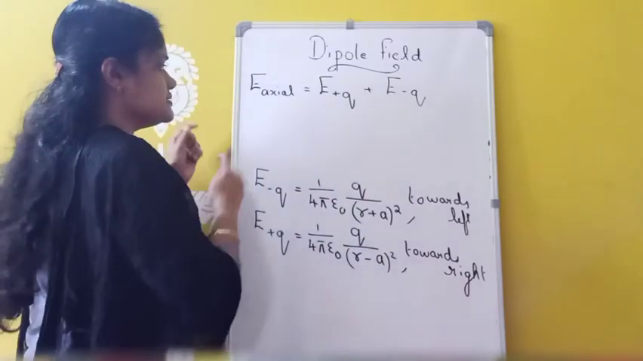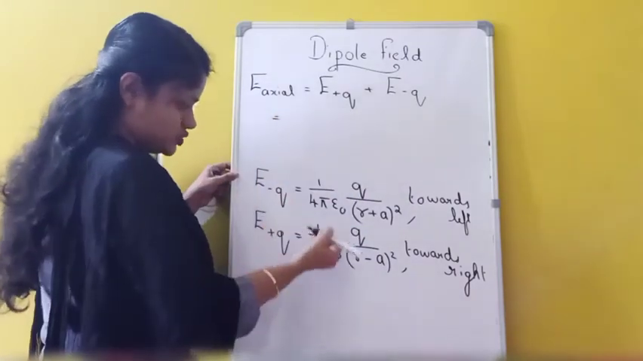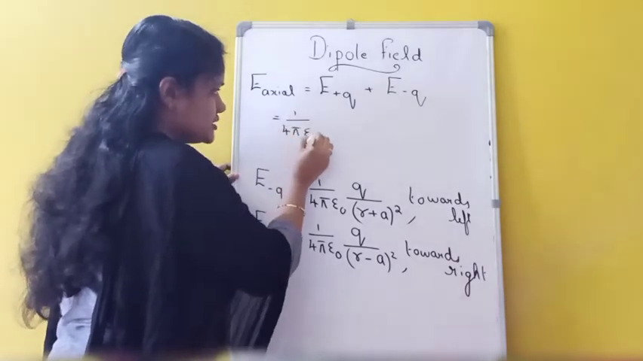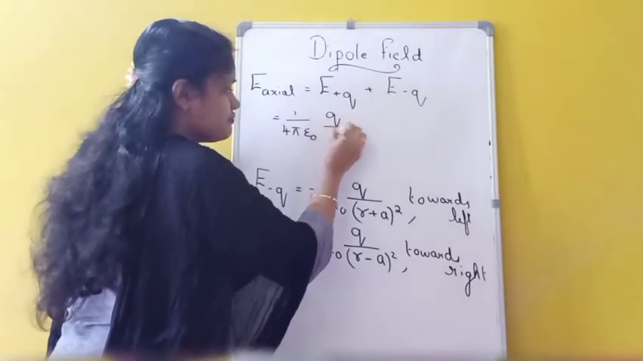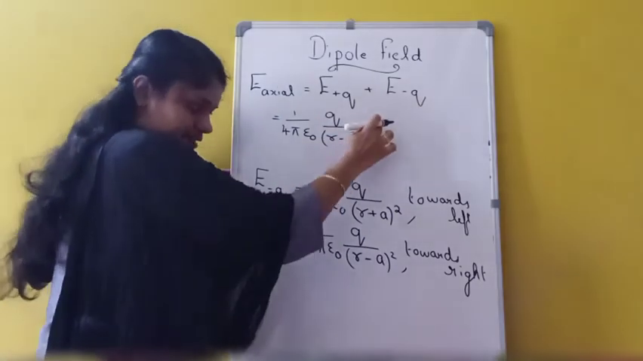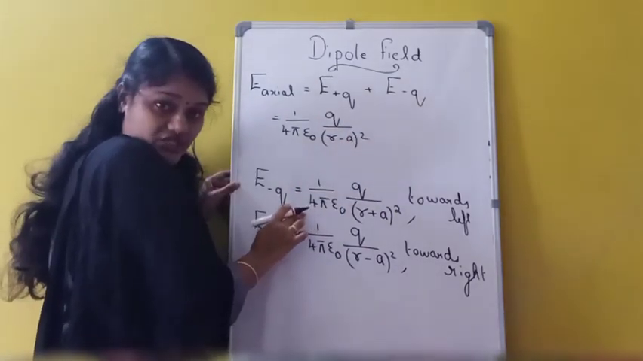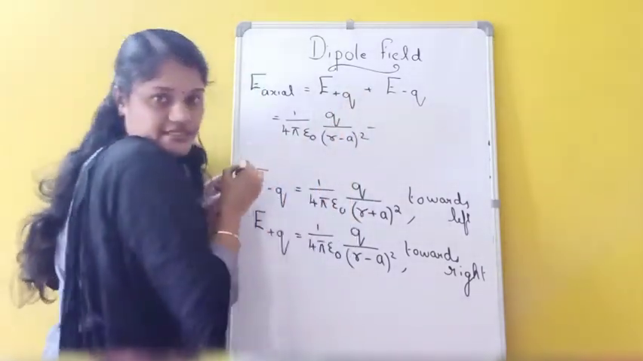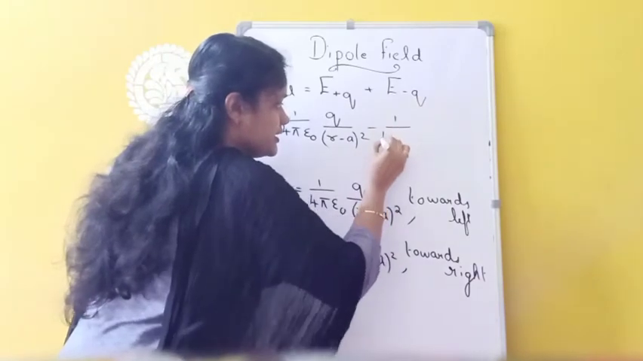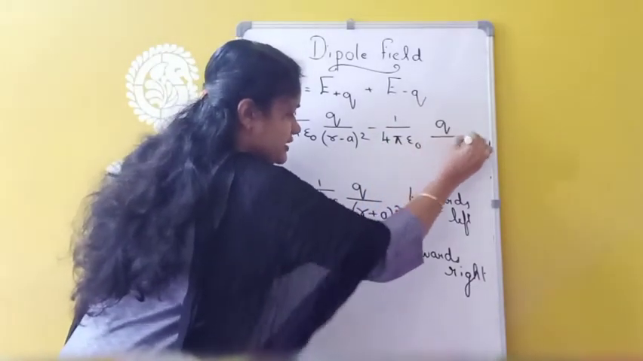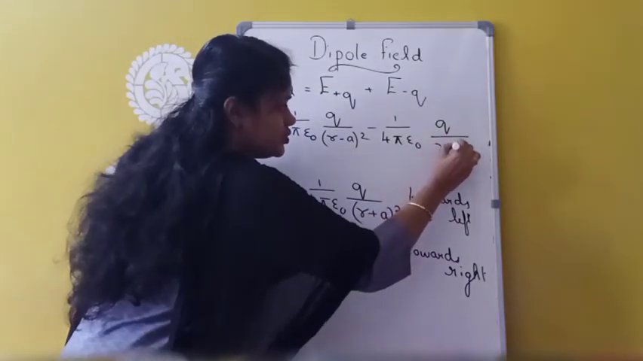So we can write this. What is E plus Q? 1 by 4 pi epsilon 0 Q by (R minus A) the whole square, plus, since the direction of minus Q is opposite, we have to put here minus. So plus into minus becomes minus here. Minus 1 by 4 pi epsilon 0 Q divided by (R plus A) the whole square.